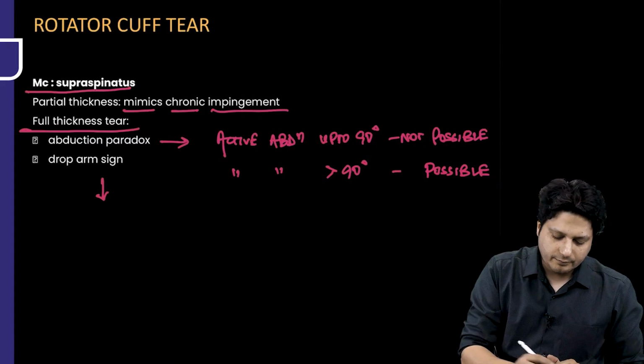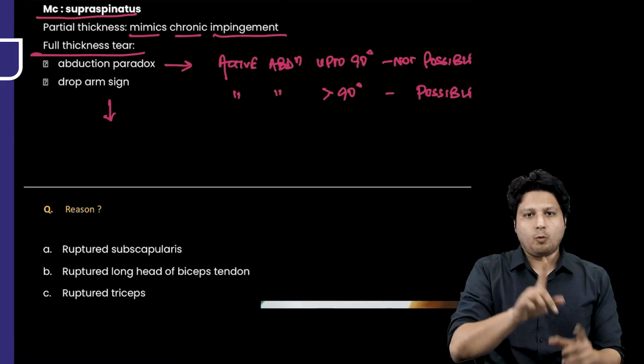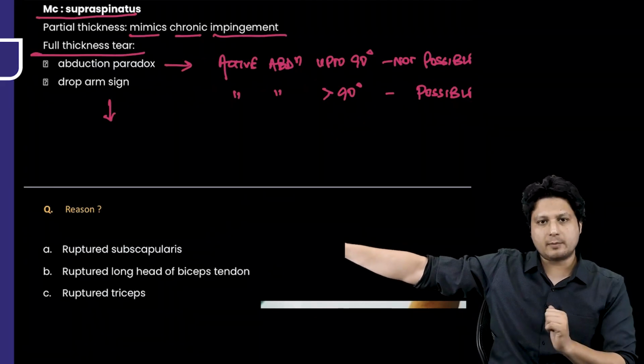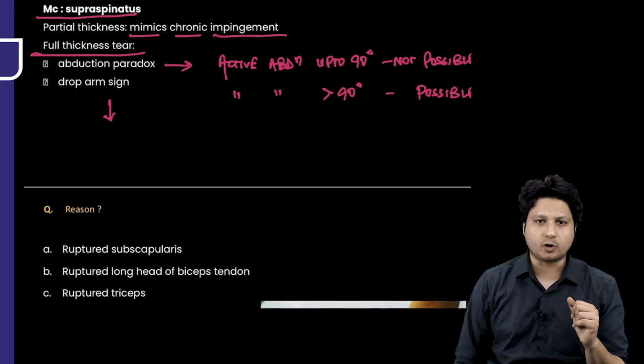Alright. But up to 90 degrees, it won't be able to, because it is primarily a function of supraspinatus, which is completely ruptured. Point number 2, the drop arm sign. Now what you do is, you bring the arm to 90 degrees and ask him to hold the arm in this position. He won't be able to. There will be a drop in the arm.